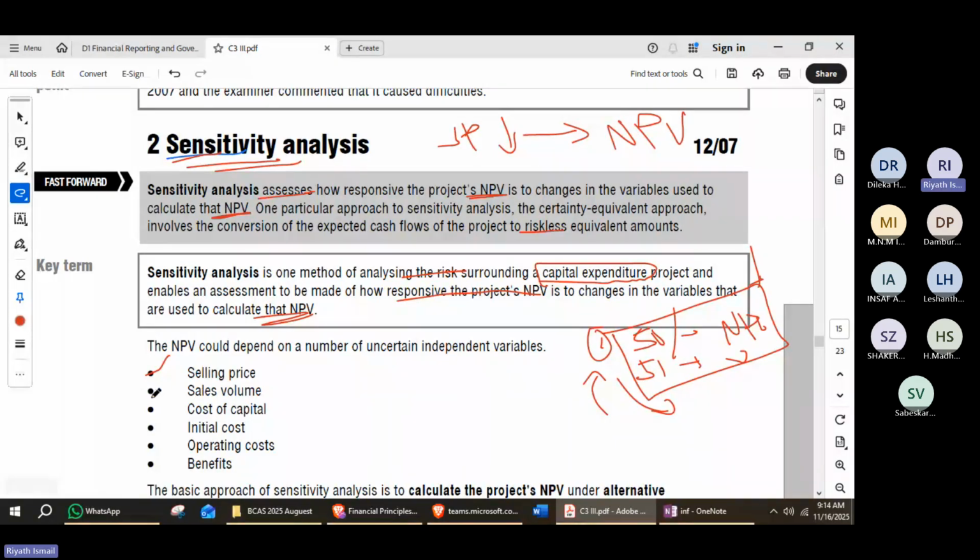And what happens if sales volume changes, or the cost of capital, the discounting factor, the bank interest rate changes? So now the bank promises 10% interest, but later they change it to 12% or 15%. If they change, what will happen to our NPV? Then initial cost, investment, operating cost, and benefits or savings. So what will happen? We'll see.